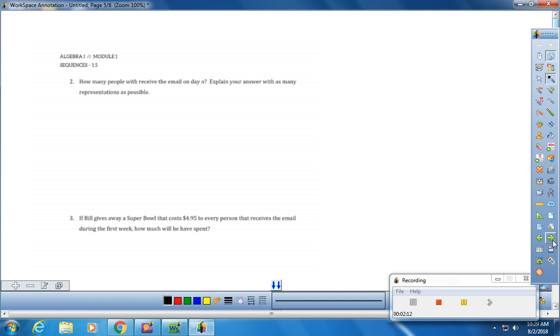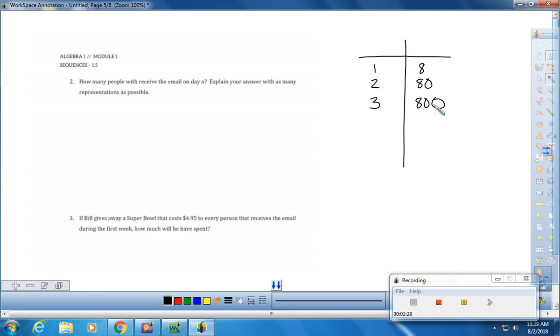Alright, so let's go back to our chart here. And we had 1, 2, 3. We'll just start that. 8, 80, 800. How many people will receive the email on day N? Explain your answer with as many representations as possible.